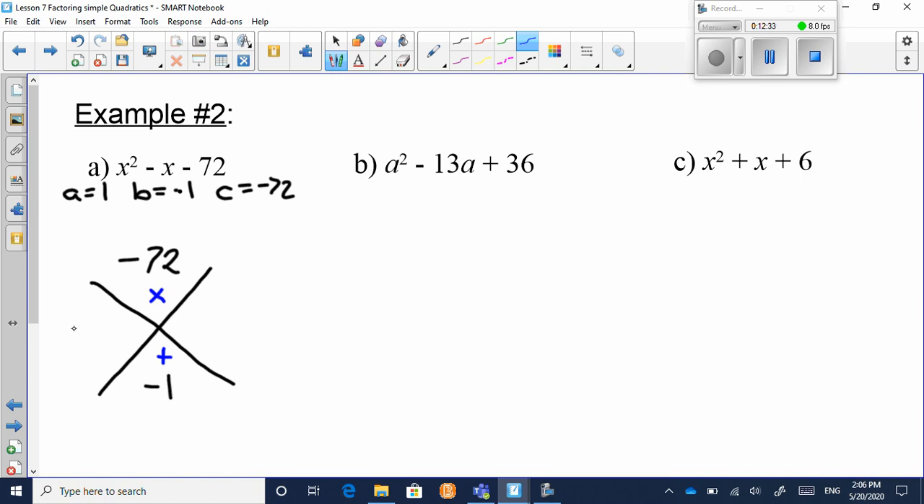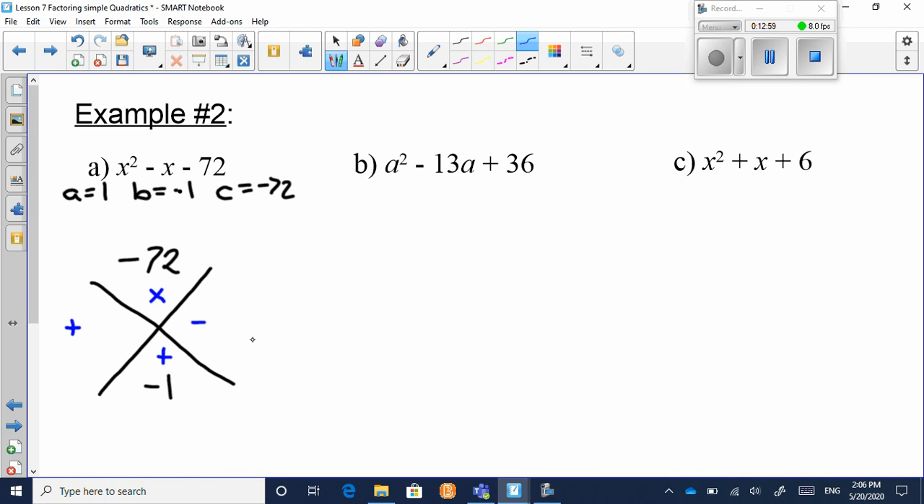One thing I'm going to say right off the bat is that it has to be a positive number times a negative number. The reason I know that is that if it was two negative numbers and you multiplied them together, you'd actually get a positive. So I know it's going to be positive and negative. The other thing I know is that because these two numbers have to add to negative 1, the negative number is going to be bigger.